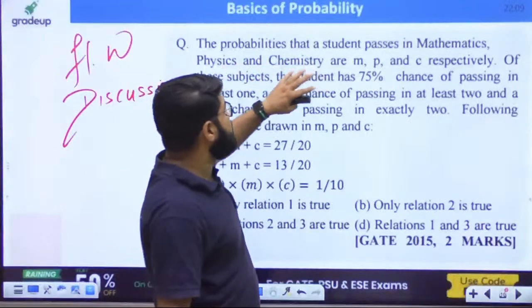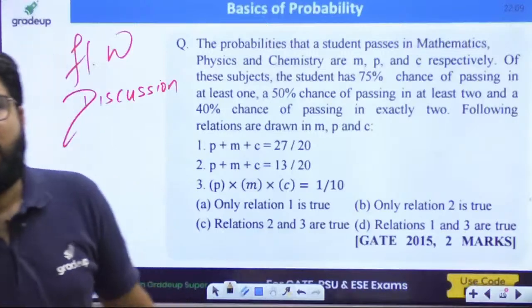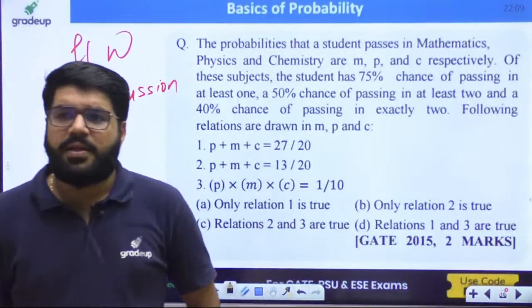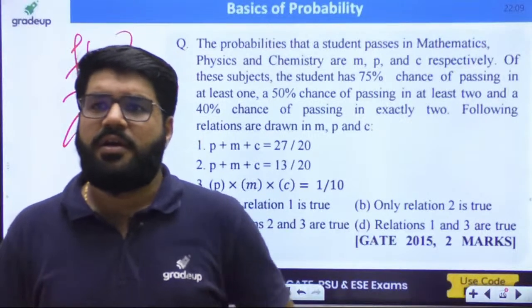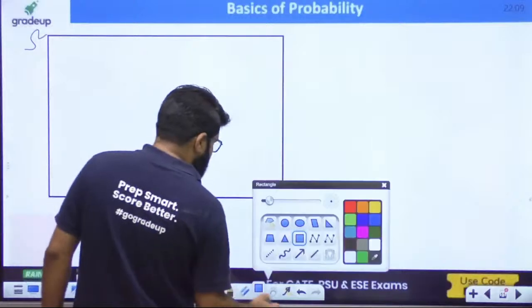The probability of the student passing in mathematics and physics and chemistry. Okay, Vishal, no problem. Afsana says D. Okay, Chandra Kumari, Racha. Right. So some of you say D. Great.